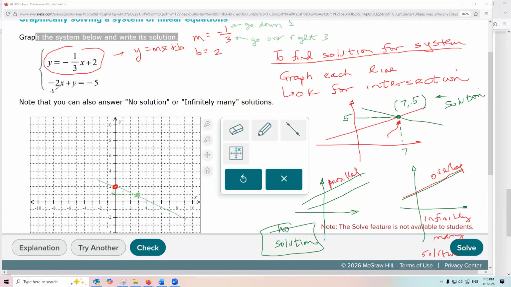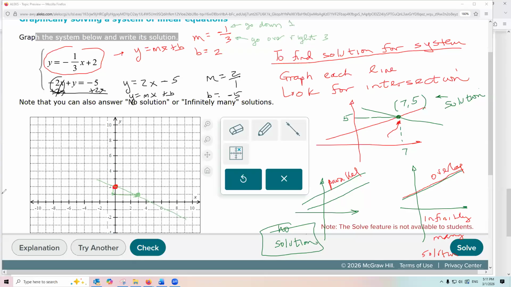Now for the second line, I'm going to add 2x to both sides because I want to get this into y equals mx plus b form. So y is 2x minus 5. Compare this to y equals mx plus b. The slope is 2. I'm going to write it as 2 over 1. The y-intercept is negative 5.